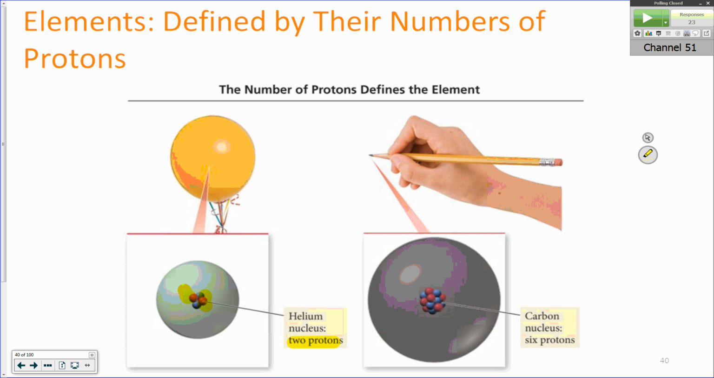Okay. If we go to something a little larger, look at the graphite that's in your pencil lead. That's basically just carbon. If we could look at that and count the number of protons, there are 6 protons in the nucleus. Go to atomic number 6, and that's carbon. The number of neutrons can vary, not the number of protons. The number of protons is the absolute identity of an element.